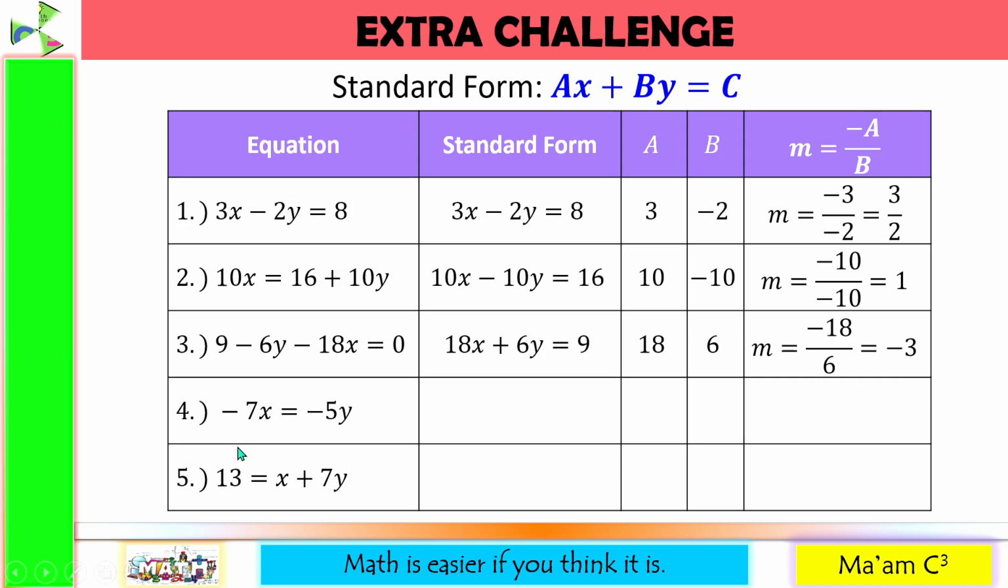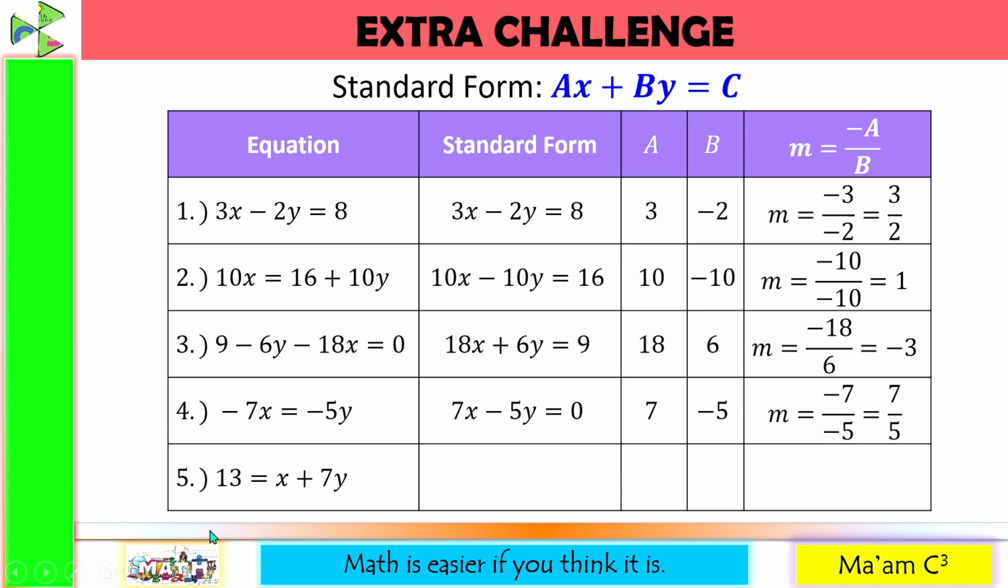Next one, number 4. Our x is negative, so let us move this on the other side to make it positive. So we have 7x minus 5y is equal to 0. Our a is 7. Our b, don't forget the sign, negative 5. So for the slope, that would be the negative of 7 over negative 5. Negative over negative is positive, so our slope is 7 over 5.